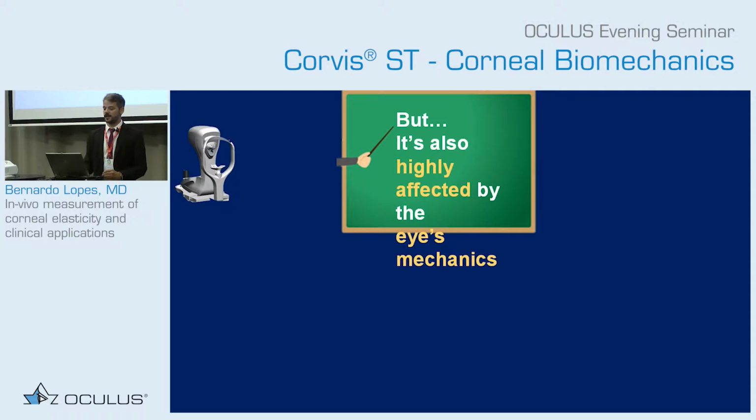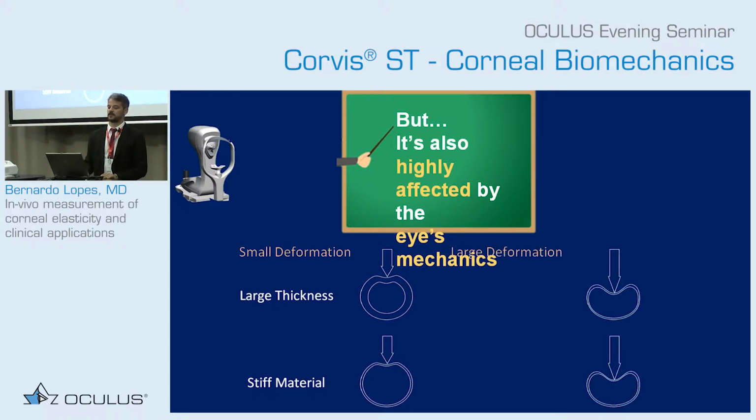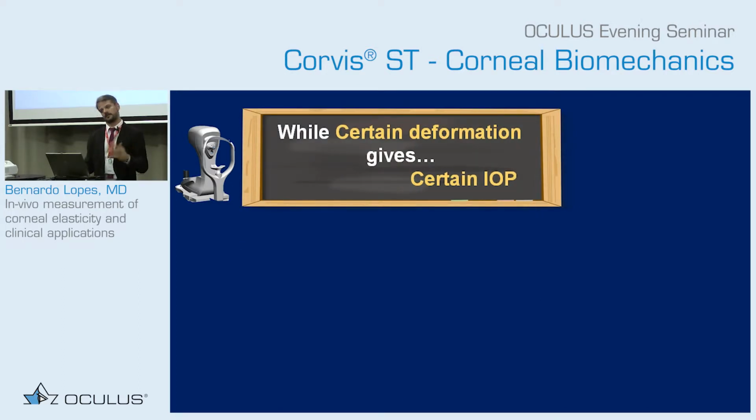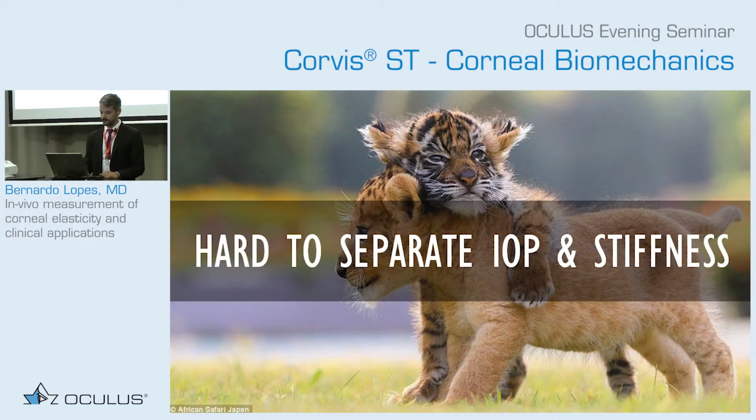The problem is this is highly affected by the eye's mechanics. If you have a small deformation, it can be due to a large thickness or a stiff material, not just the IOP. And the other way around, if you have a large deformation, it could be because of a small thickness or a soft material, so maybe it's not that related to IOP. While a certain deformation gives a certain IOP, there can be several combinations. It's really hard to separate IOP and stiffness.